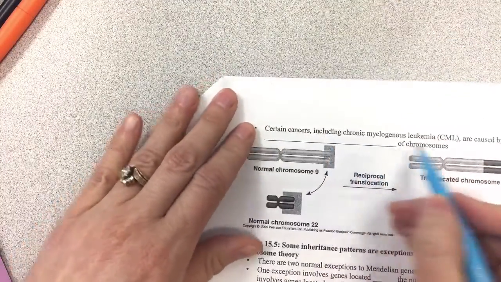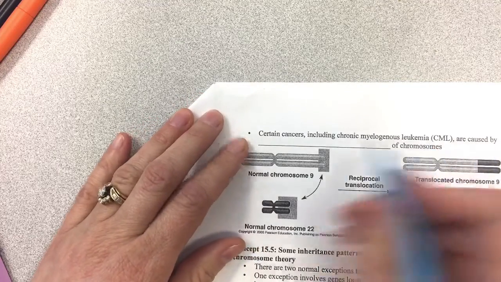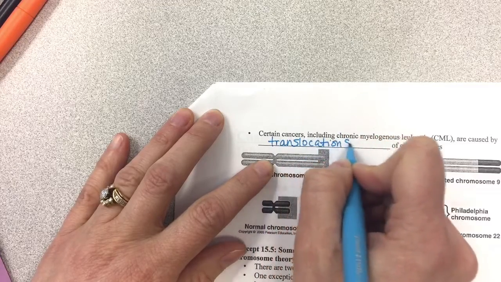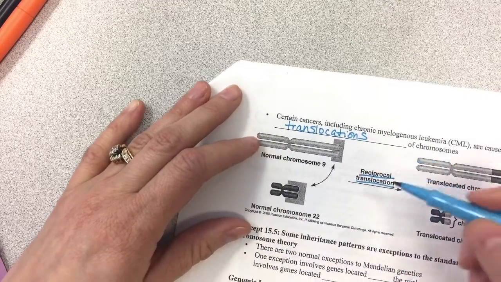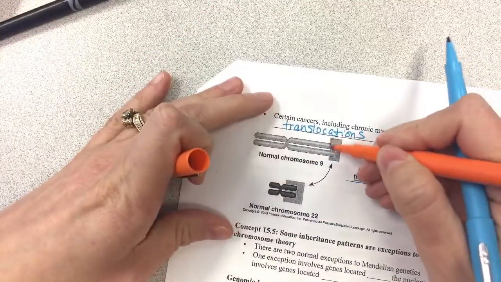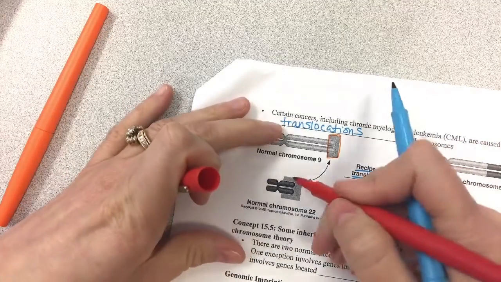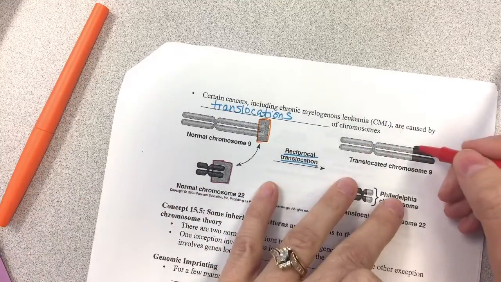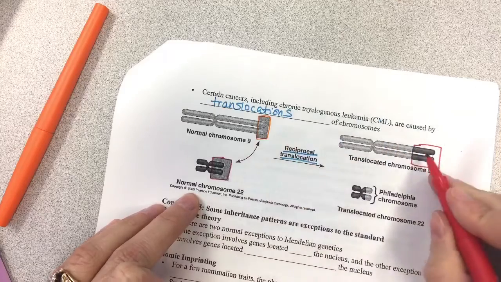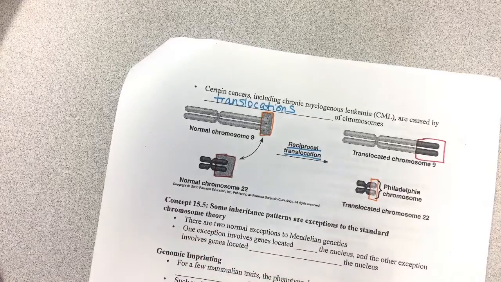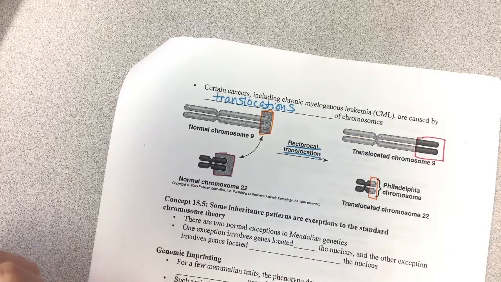Certain cancers, including certain types of leukemia, are caused by translocations. So this is a reciprocal translocation. Remember that this part here, so this is chromosome number 9, and this part here is chromosome number 22. So they flip, it's reciprocal, they switch, so this part is now here on that chromosome, and this is now part of this. They call this the Philadelphia chromosome, and it causes the blood cancer called leukemia. So that's another example.